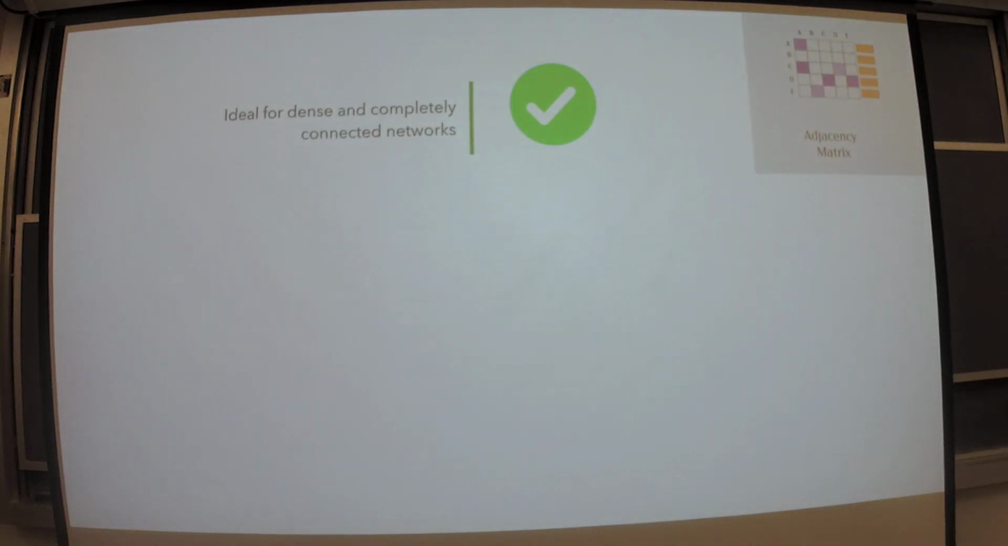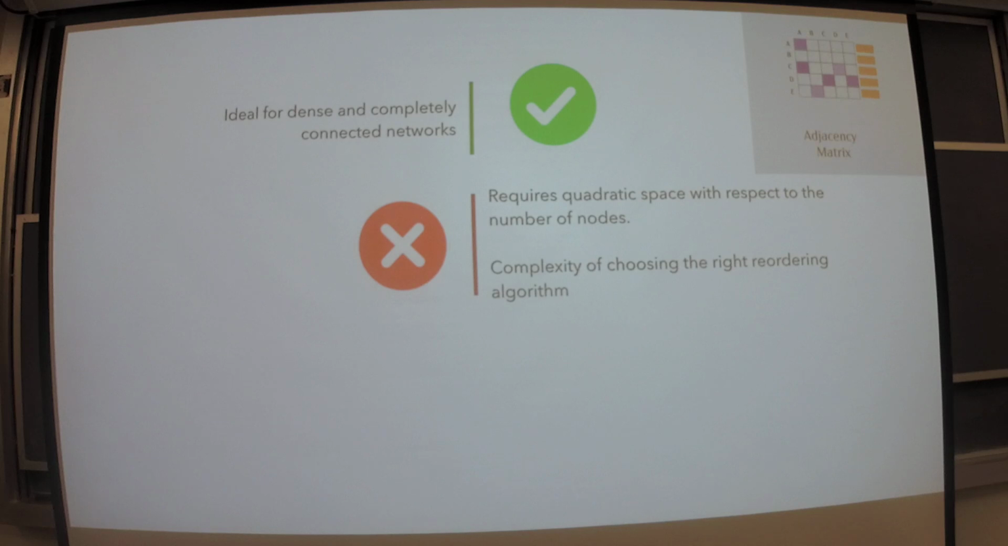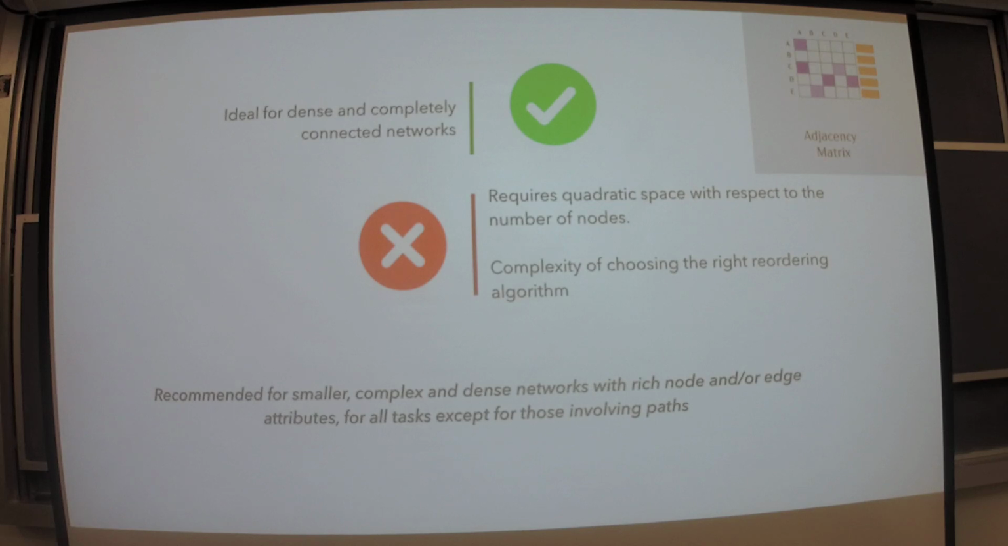So adjacency matrices are really great for dense and completely connected networks because every edge has a little allotted cell. There's no such concept as edge crossing. It does require a lot of space with respect to the number of nodes. And like I was saying, there's a complexity depending on the ordering algorithm that you choose. You can see different things. Overall, we recommend this for small, complex, and dense networks that have very rich node and edge attributes, for everything except for tasks involving paths.